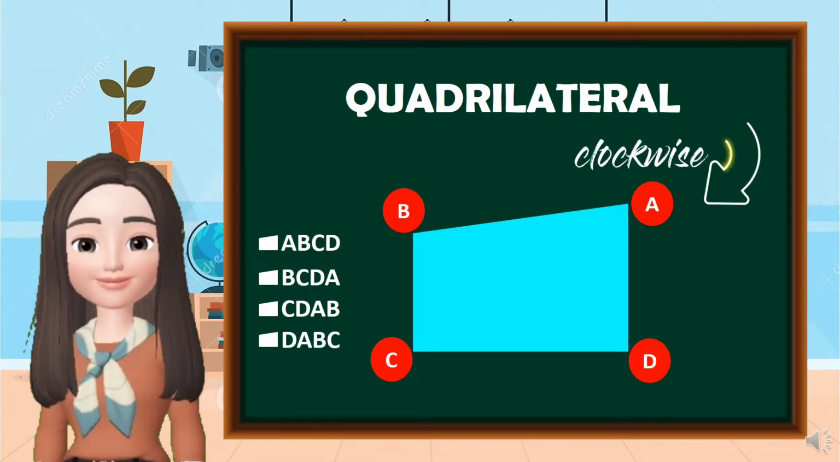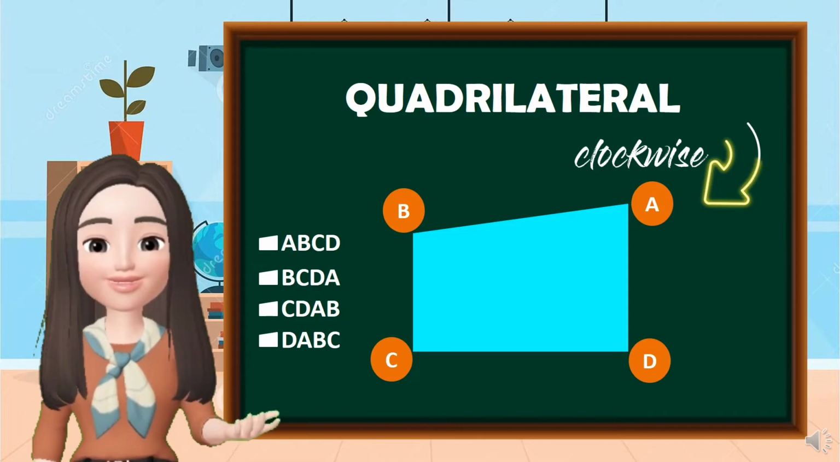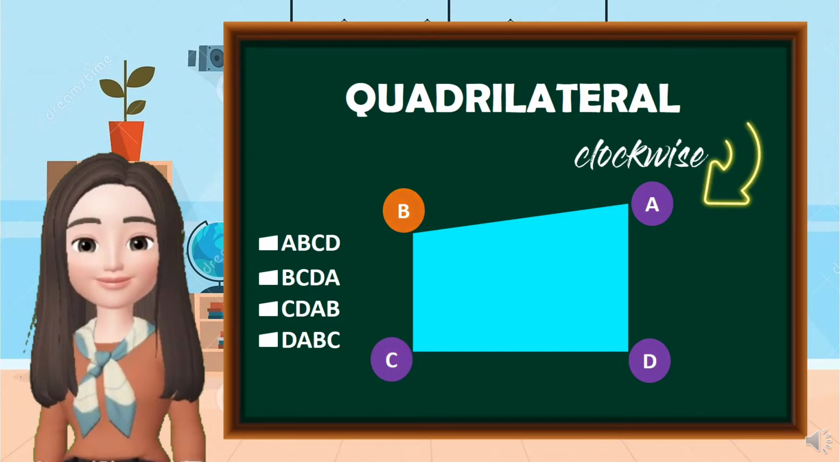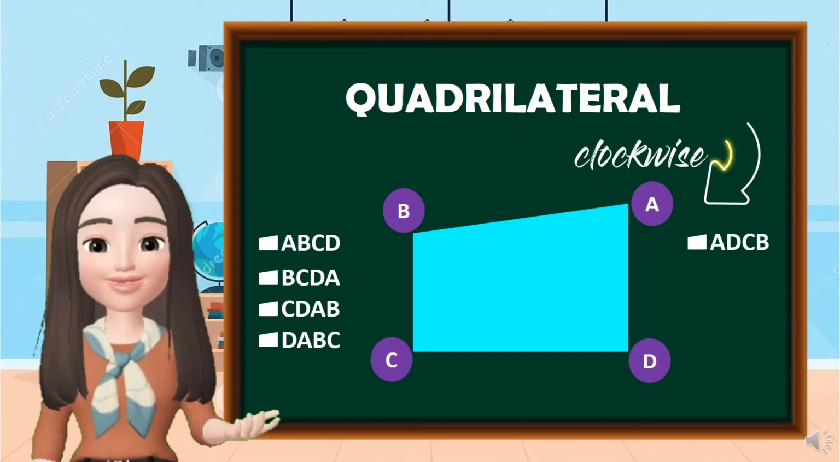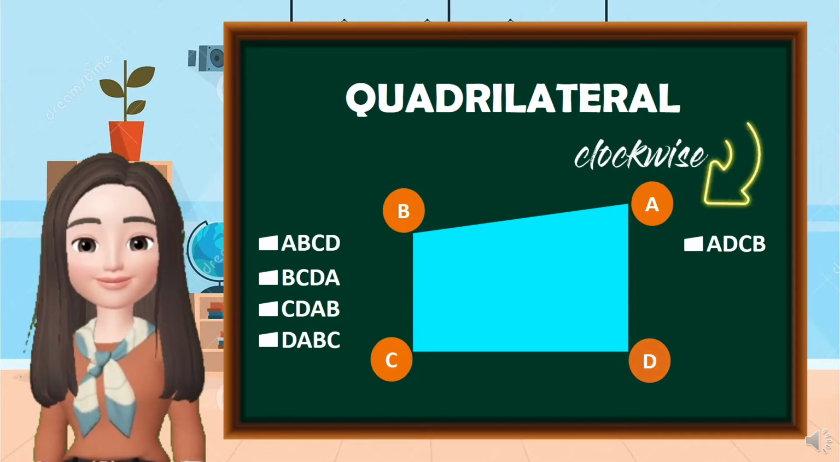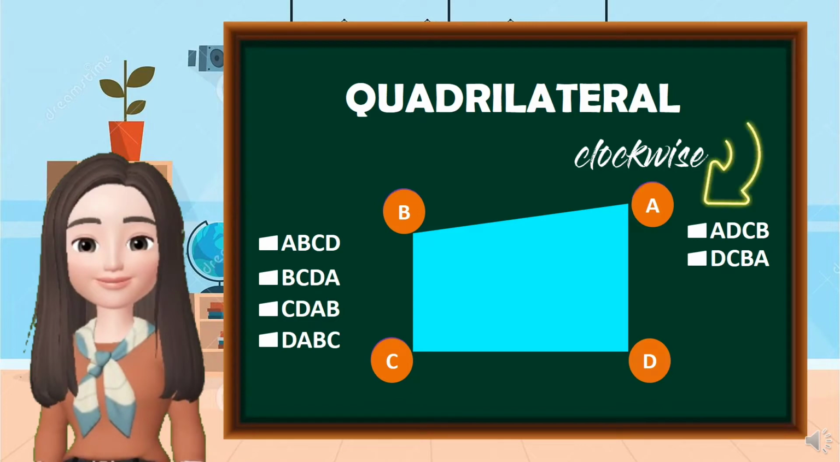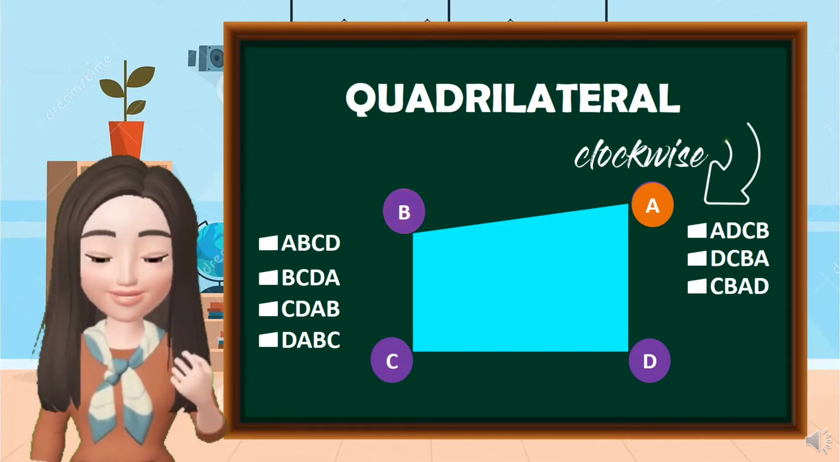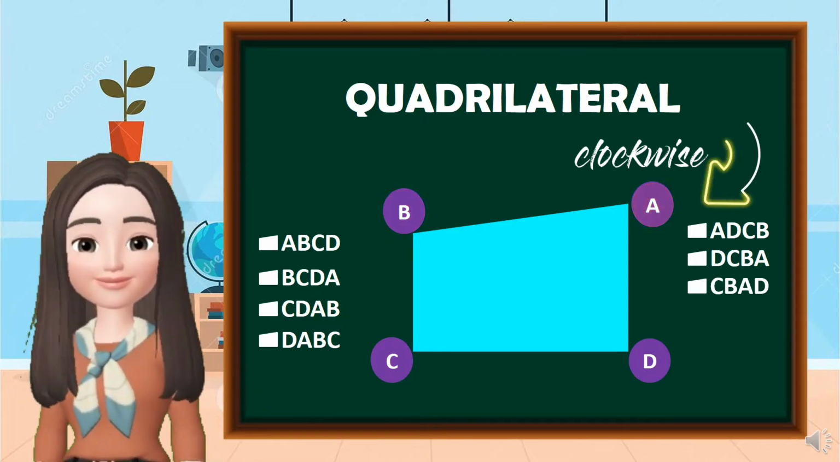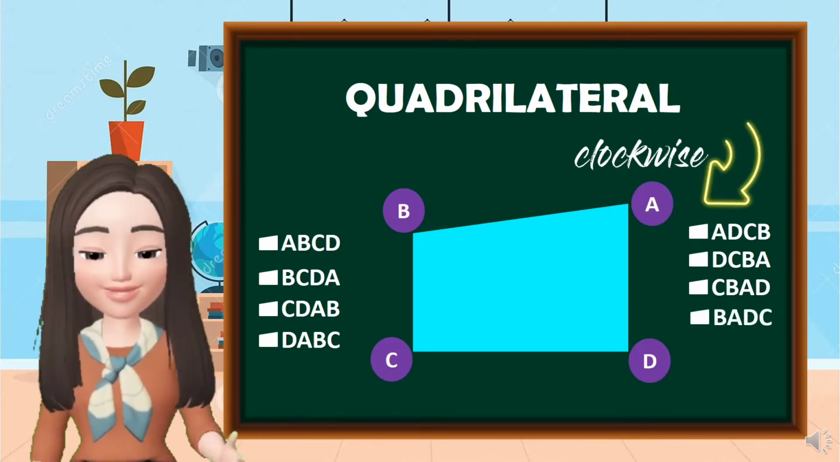While in a clockwise direction, we can also name this quadrilateral as quadrilateral ADCB. Another way is quadrilateral DCBA. And another way is we can name it as quadrilateral CBAD, or quadrilateral BADC. So these are the ways on how we can name a quadrilateral.